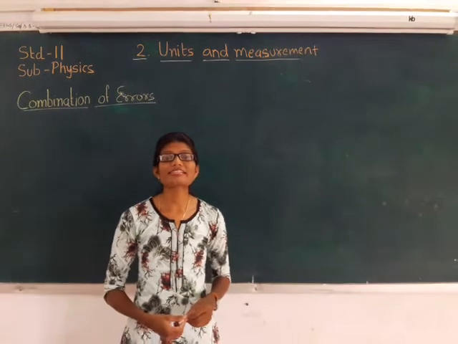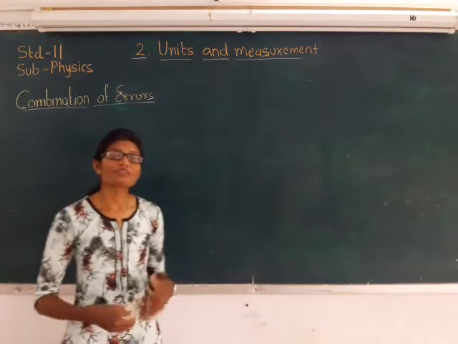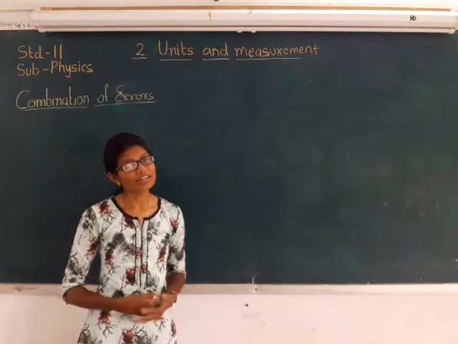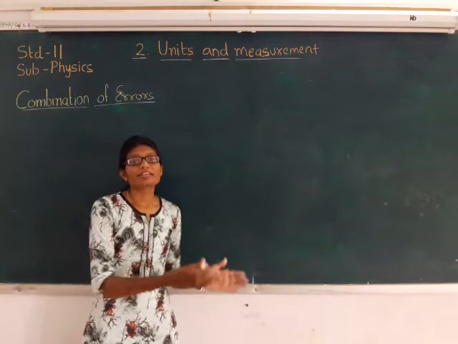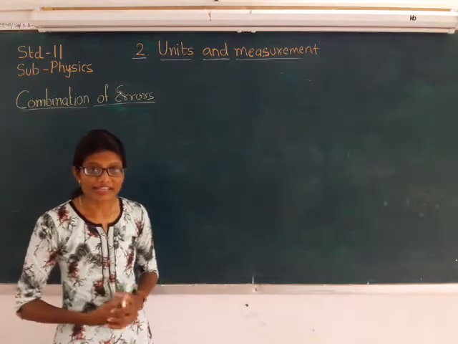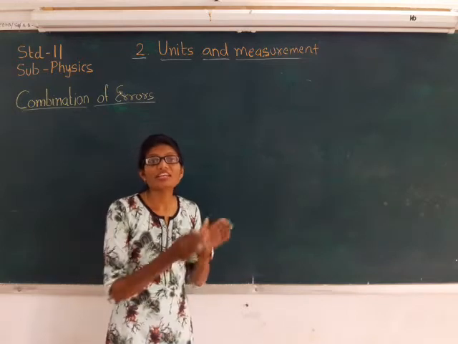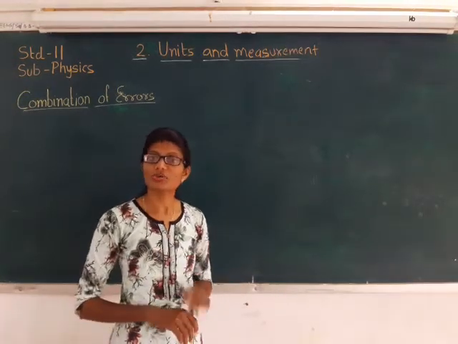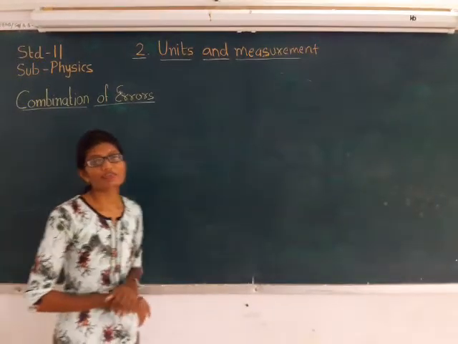Error is nothing but inaccuracy in the measurement, right? Whatever measurement you are taking of any physical quantity and the error that we are getting, that means an inaccurate value that we are getting, not the exact value. That difference between the true value and the measured value is called error. Now, what is combination of error?